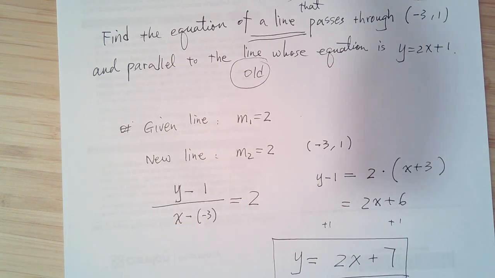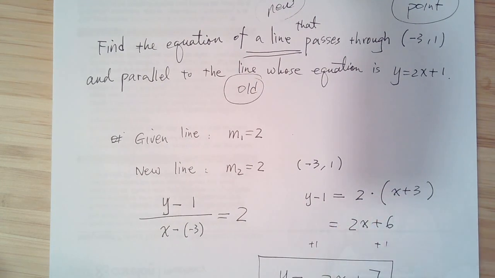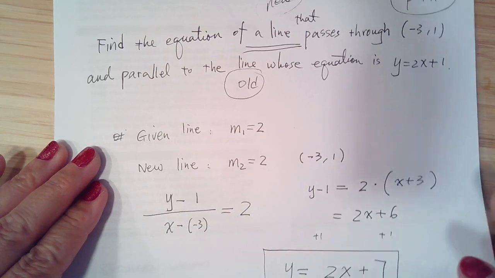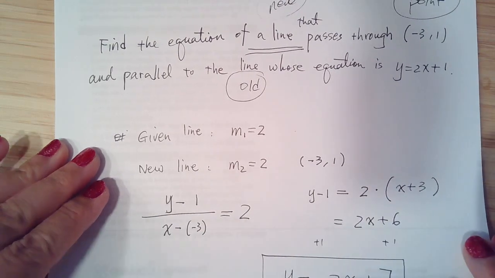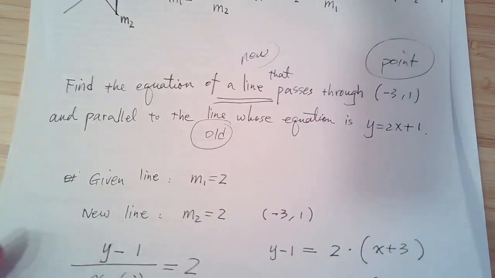All right, now let's do a quick review. There are two lines. The first line, the equation is given. For the given line, the good thing is we already know the slope. And for the new line, because we know they're parallel to each other, the new line must have exactly the same slope. Also one point is given, so you can just find the equation. If you forgot about that, go back to my previous video.